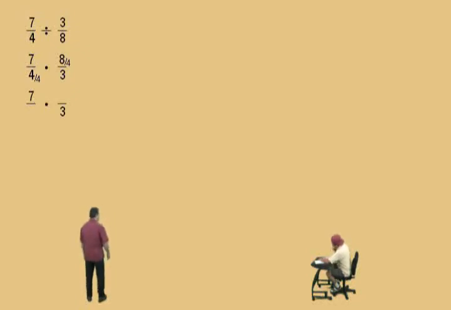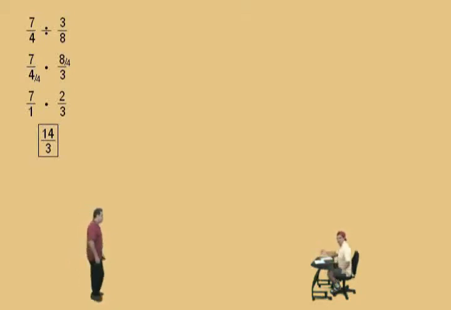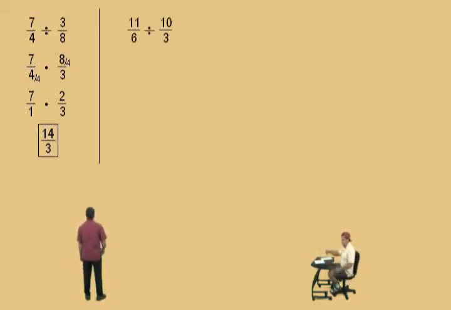Okay, Charlie, what's 8 divided by 4? 2. And 4 divided by 4? 1. And what's our answer? 14/3, and no problem there. So let's continue on, Charlie. 11/6 divided by 10/3. Don't get scared. Here we go, Charlie. What do we do?